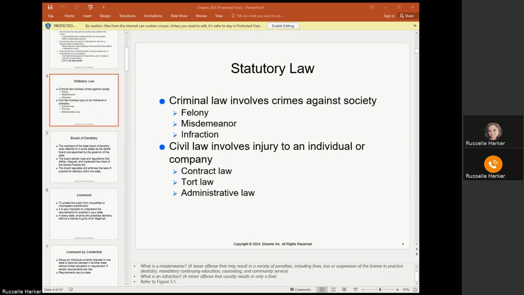Civil law involves crimes against an individual with legal suits over wrongdoing against an individual or company resulting in damages or loss. When we are dealing with civil law, we're looking to compensate the victim.